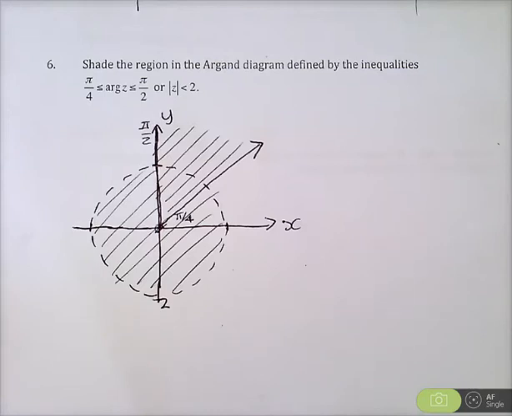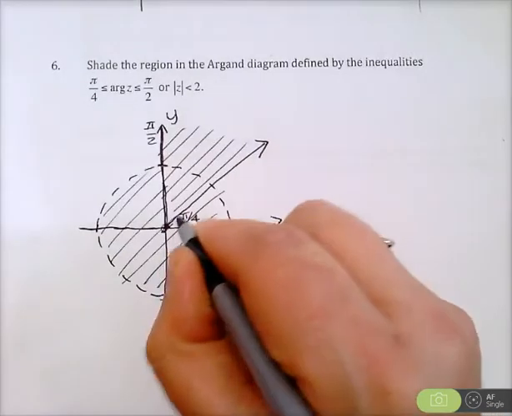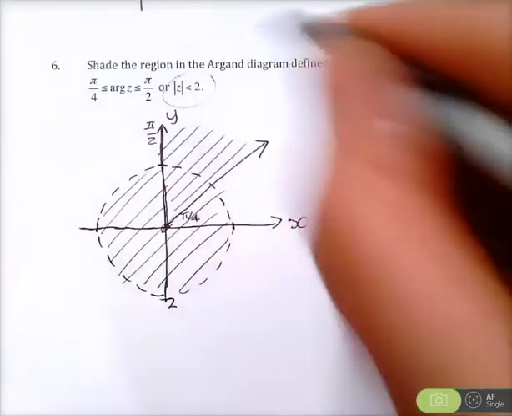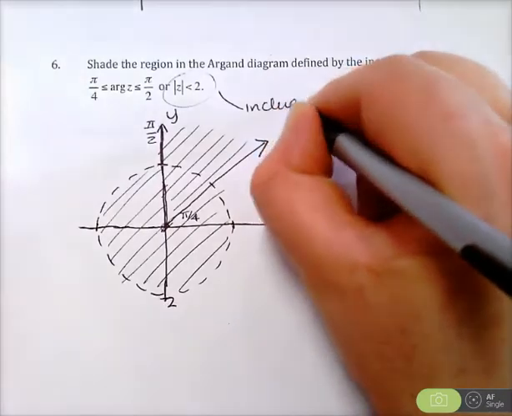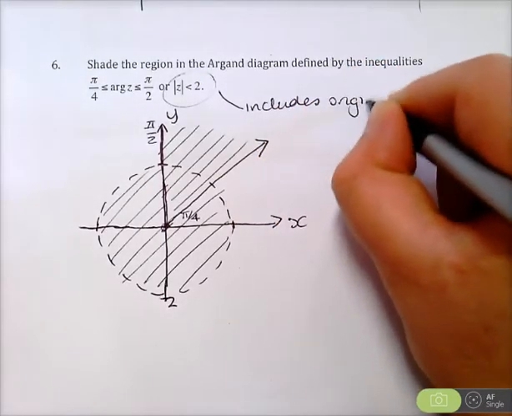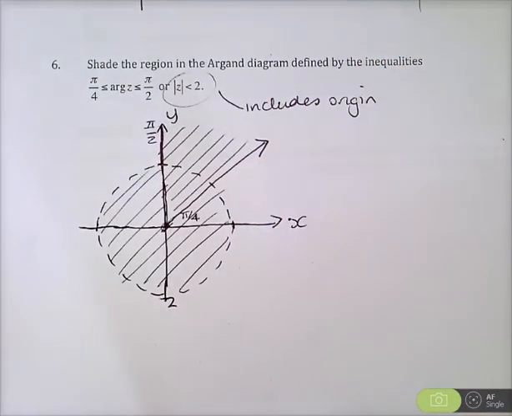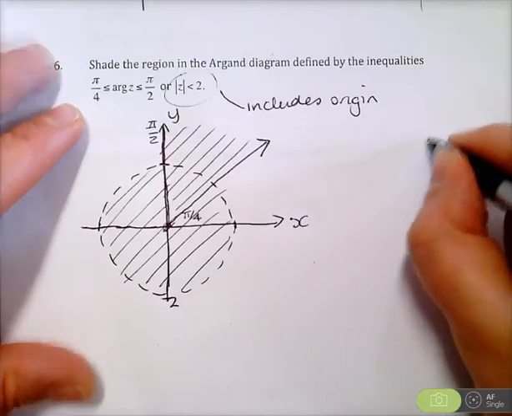So if you're just shading modulus of z is less than 2, you don't leave an open circle at the origin. So I want both of them shaded. So the modulus of z less than 2 includes the origin, even though the other one doesn't, but because I'm shading them both, if I want the union of the two of them, all right, actually we'll do it over here.